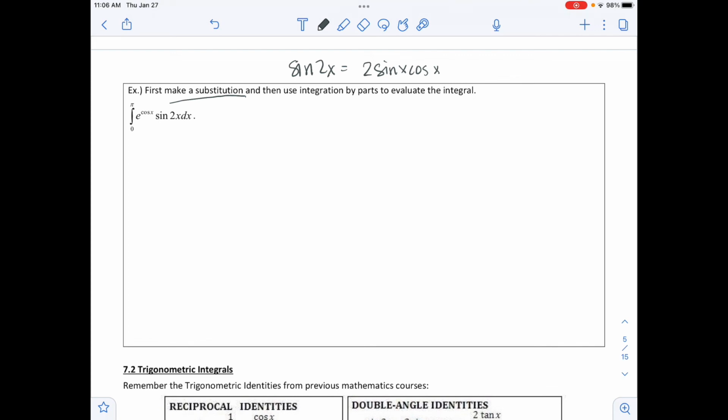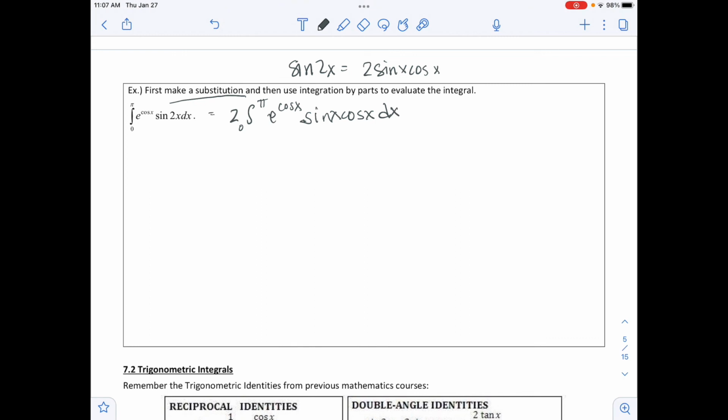So from here, I'm going to have the integral from 0 to pi of e to the cosine x times 2 sine x cosine x. I'm going to put the 2 out in front, and then we have sine x cosine x, and then dx.